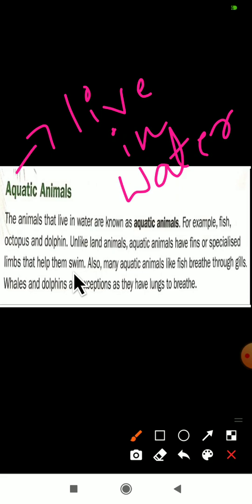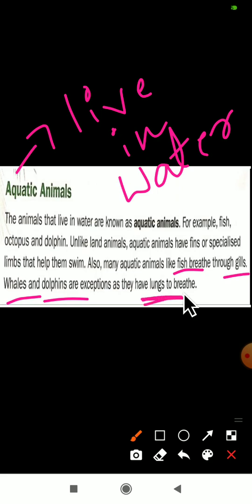Also, many aquatic animals like fish breathe through gills. As you have learned the breathing process in animals in your previous lessons, you have studied aquatic animals and their breathing process. Dear students, can you remember what the breathing process in a fish is? With the help of the gills, the fish will breathe. Whales and dolphins are exceptions, as they have lungs to breathe. Remember, the fish has gills to breathe. If you see whales and dolphins, they have lungs.